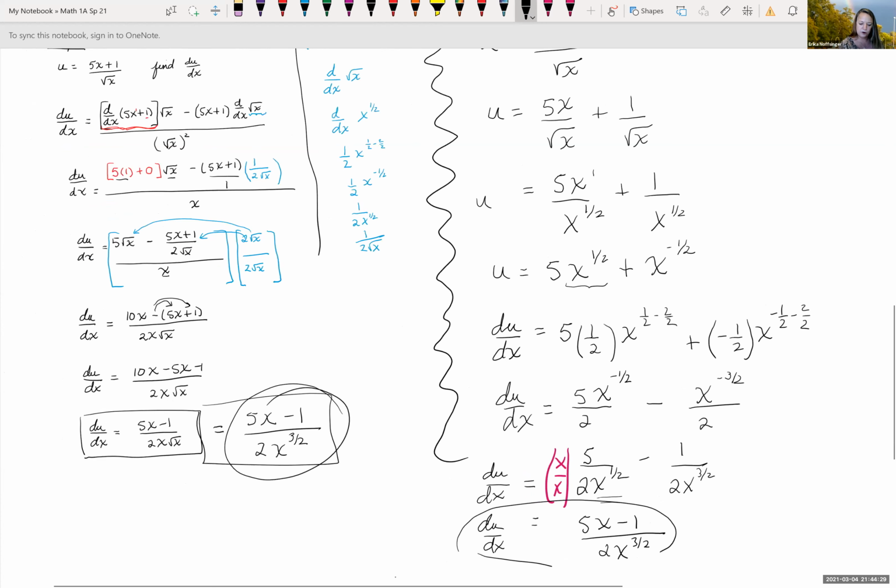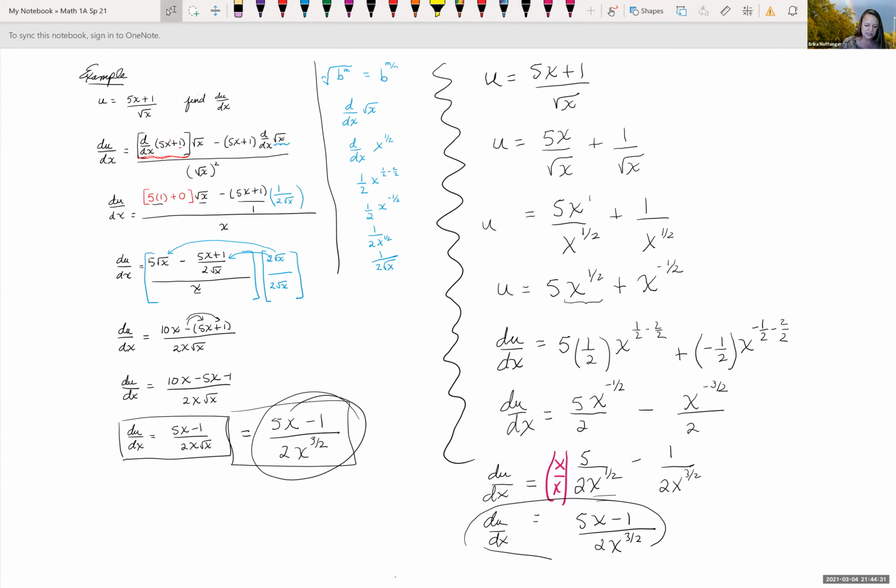So there were 2 different approaches. I don't know if one was easier to you than the other, but 2 different approaches that we used, using different techniques in algebra, to find the derivative of u.